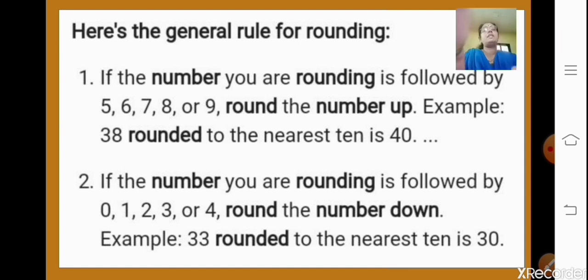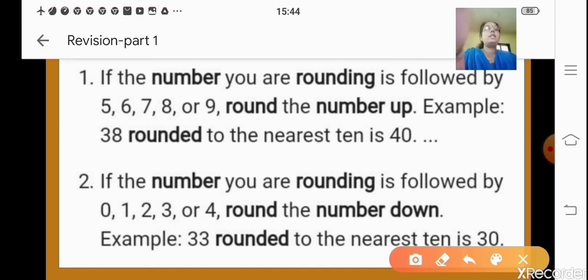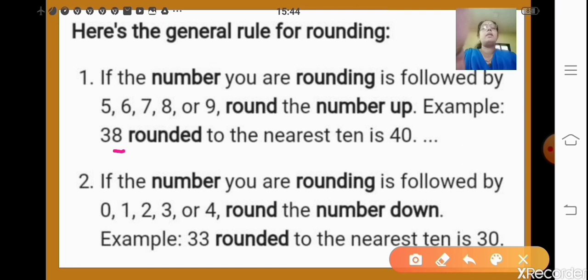Now see, the example given here is 38. When you want to round the number to the nearest 10, you will see the number in the ones place. Now in the ones place the number is 8. So you will add 1 to the number in the tens place. So your number will be 40. That is 3 plus 1, 4. And in the ones place you will put a 0. That is what it is said.